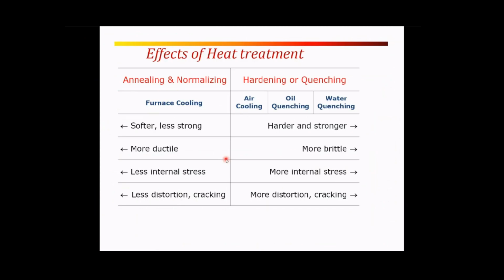Now we are going to see in depth the different types of heat treatment processes, that is annealing, normalizing, hardening, and tempering.